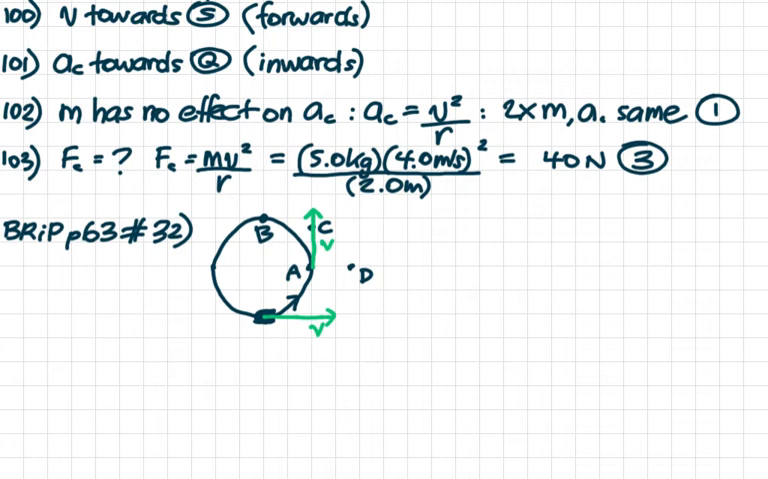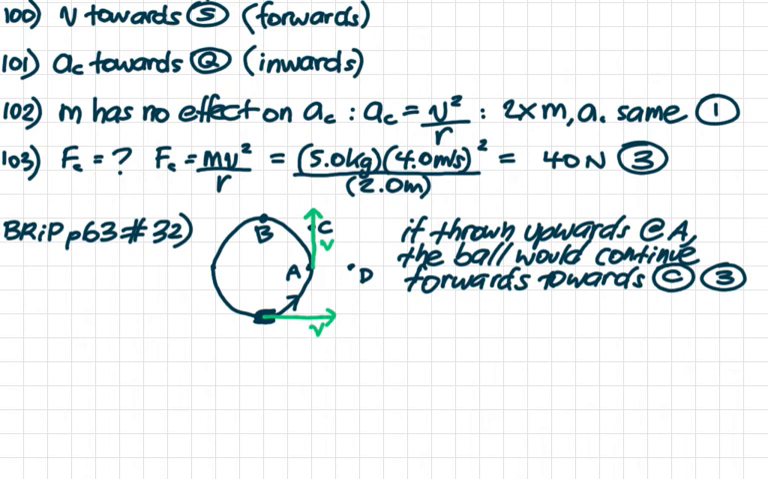The people will stay in the car, and the car will stay in the circle because of friction between the tires and the road. But if the ball gets thrown straight up, it still has that forward velocity. So the ball's velocity goes forwards, not outwards. And so the ball would go towards C. And C is choice 3.